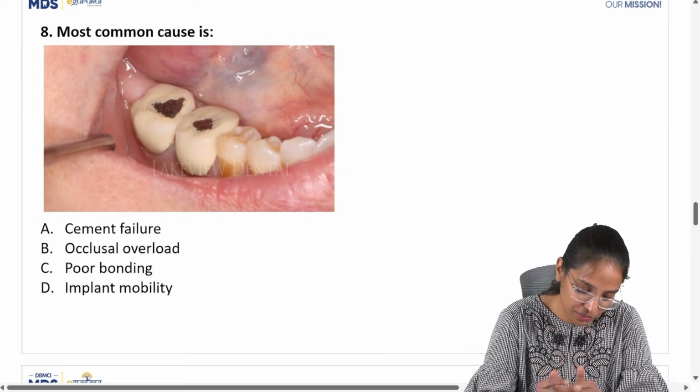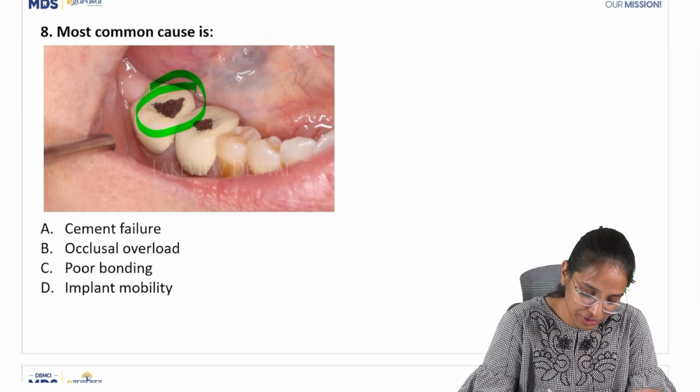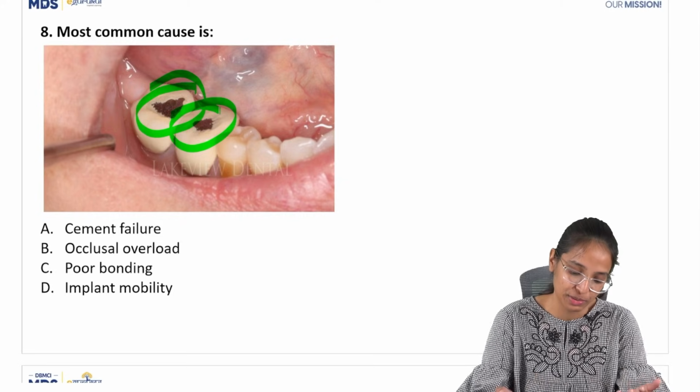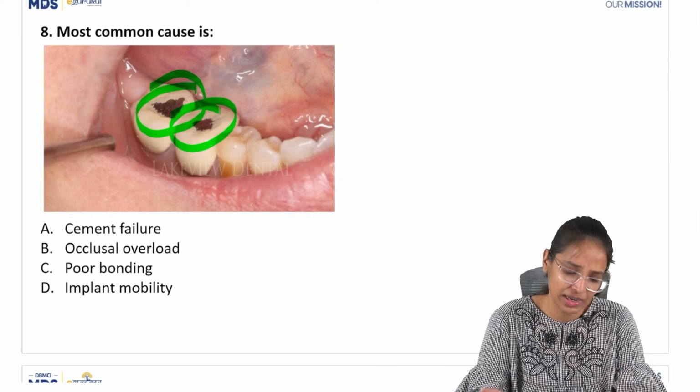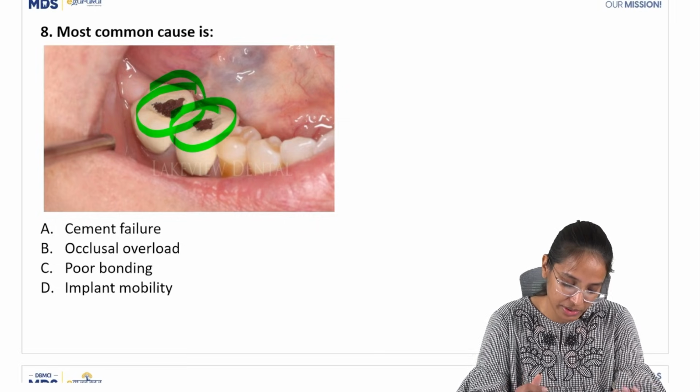Now, question number 8, an image-based question. Most common cause of what? They are trying to show you something out of the picture, which is what? There is chipping of porcelain, possibly on an implant crown here. Is it a cement failure? No. Is it occlusal overload is responsible for this? Poor bonding or implant mobility?